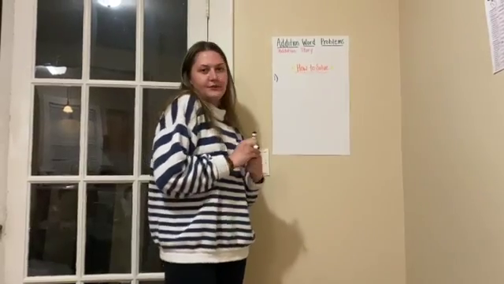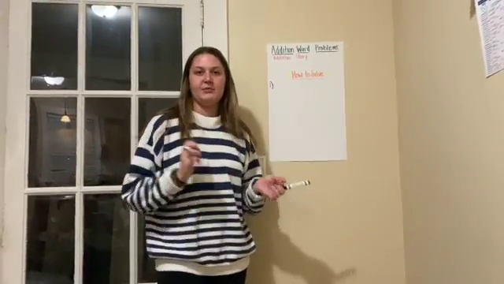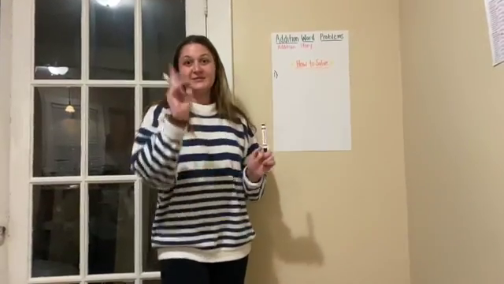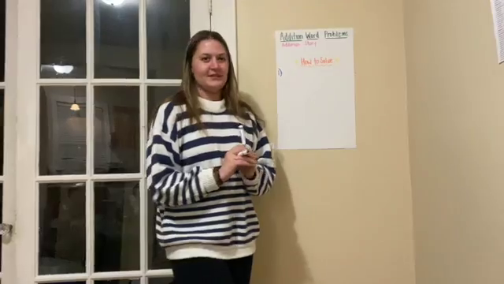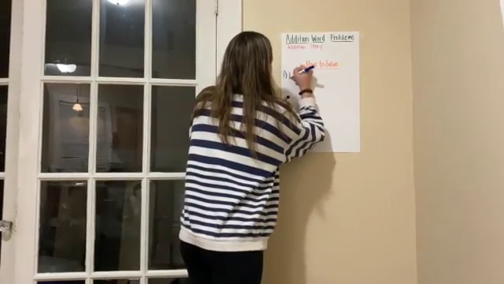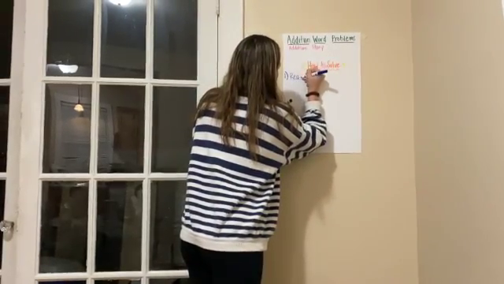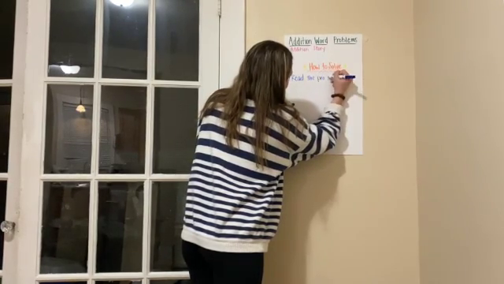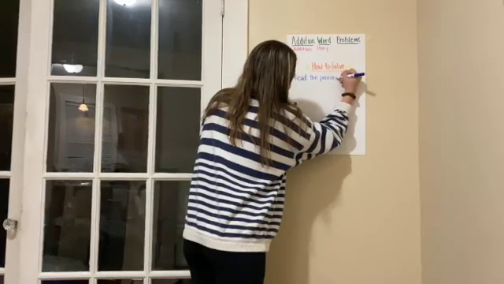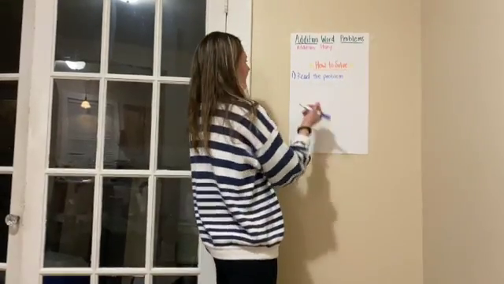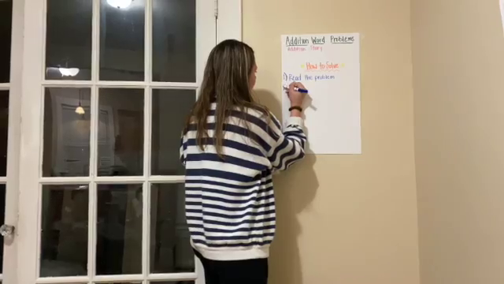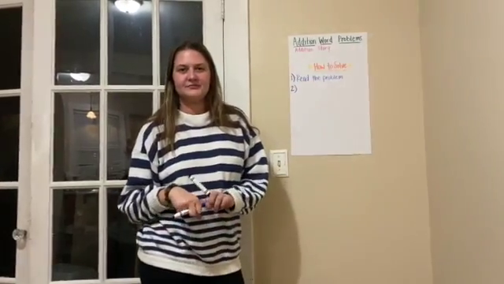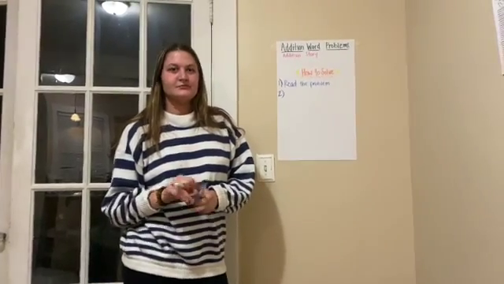So I want you to think of our pear problem, and what do you think would be the first step in trying to solve an addition word problem? Libby. Read the problem. Great, that is a great first step. All right, so after you read the problem, what do you think we should do next? Circle important numbers. Perfect.